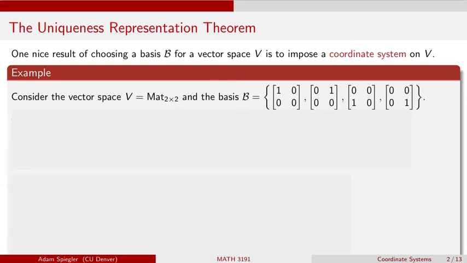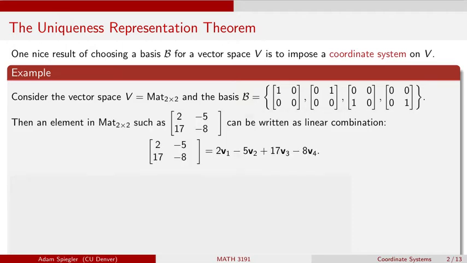Now if I have some general matrix from this vector space, say for example, I pick a 2 by 2 matrix whose top row is 2, minus 5 and the bottom row is 17, 8. Then we can write this matrix, this element of the vector space, as a linear combination of these basis elements, right? Because these basis elements span all of the vector space. So given any vector in the vector space, we should be able to find weights so that when we combine these basis elements, we get our 2 by 2 matrix back.